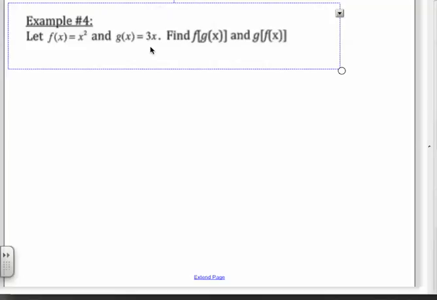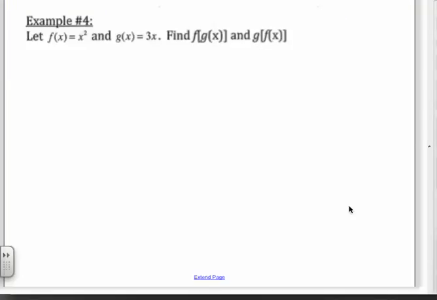If I say function g, that means I'm talking about 3x. If I say function f, I'm talking about x squared. That allows me to distinguish between the two of them. Now, these things are called compositions. It's functions inside of functions, and I'm going to show you what that means in just a moment. But you're going to deal with compositions much more in advanced algebra. This is just sort of beginning it for us.